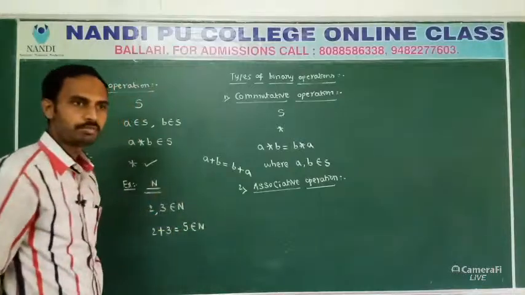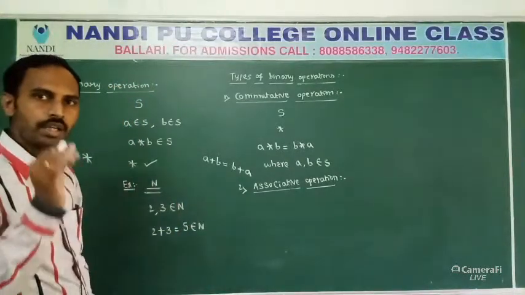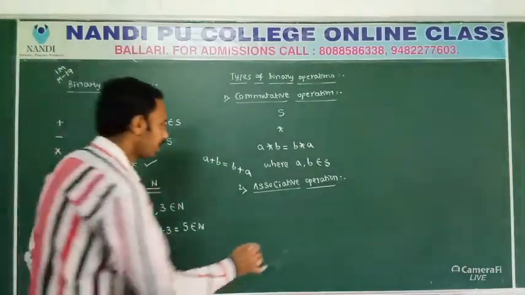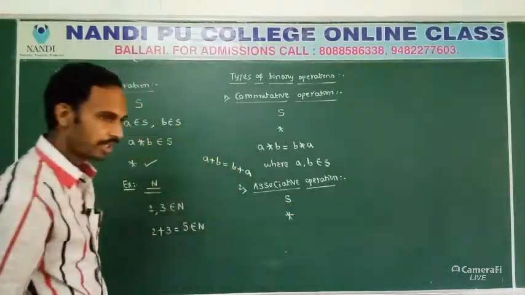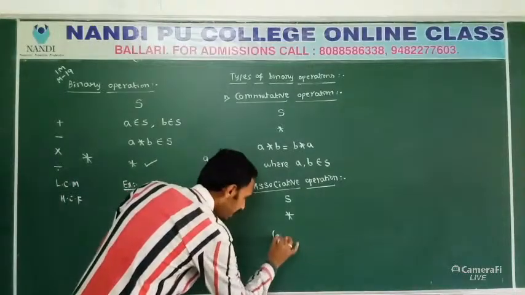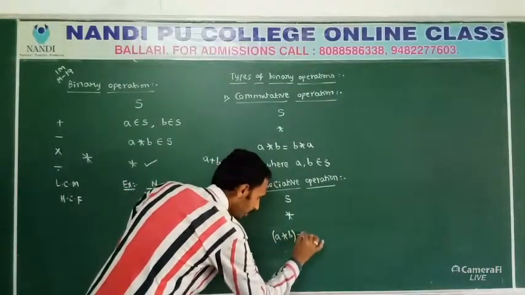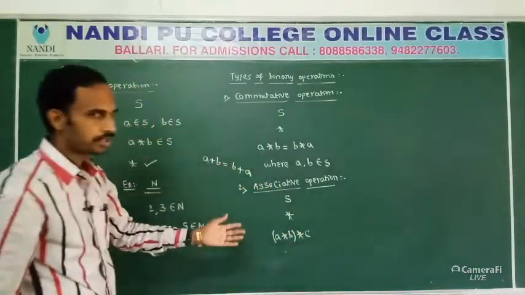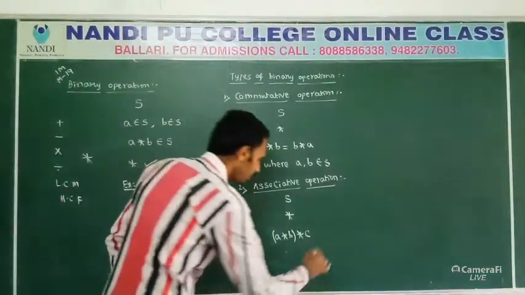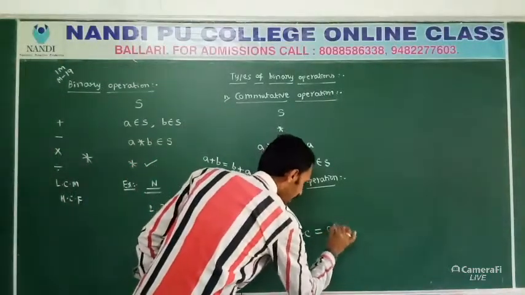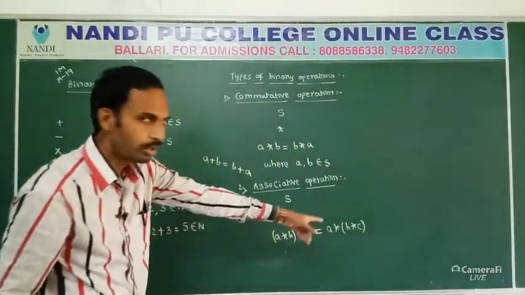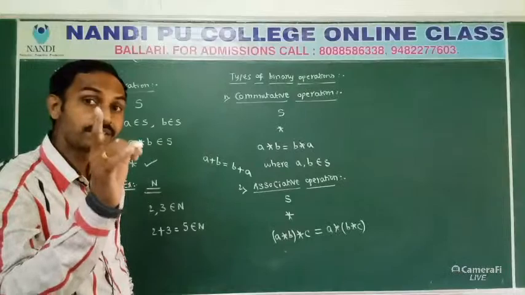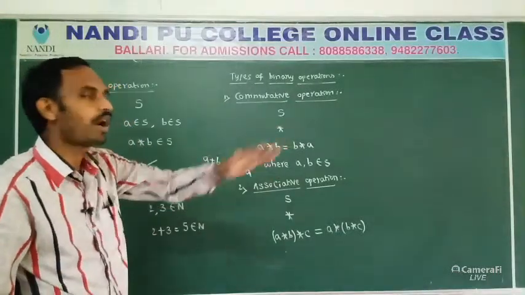Right. Associative operation means just like the associative law. Let S be a non-empty set and star is a binary operation. If (A star B) star C is equal to A star (B star C), that is, if LHS is equal to RHS, then star is said to be an associative operation.